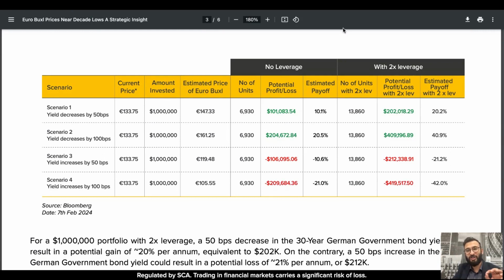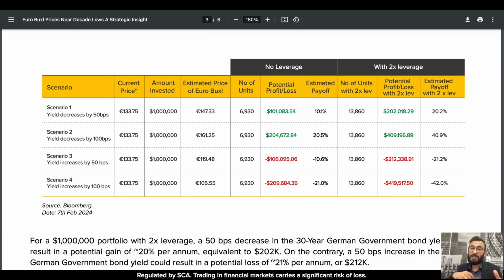I want to put a lot of stress on the word lose, so that you understand that this is not a risk-free investment. There is always a chance that you might be losing money in this, but the volatility is slightly less as compared to stocks.